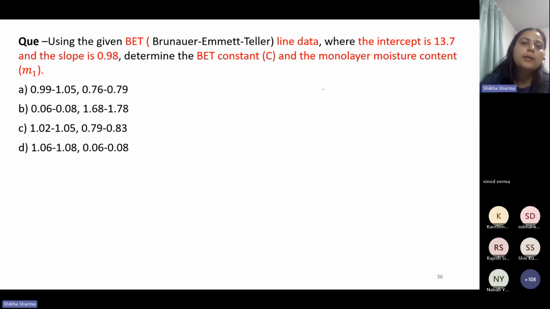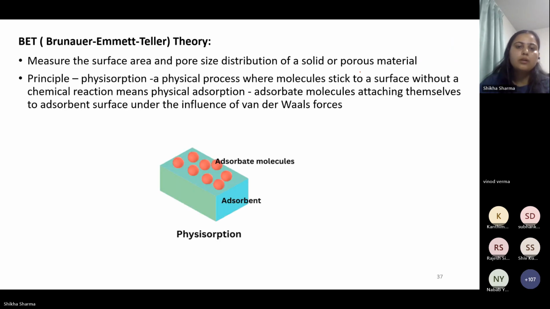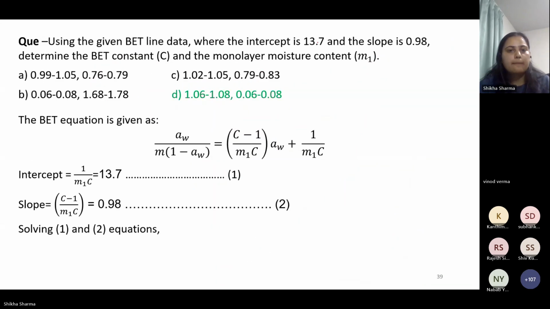Now let's come to the question. Using the BET equipment, we are getting the intercept as 13.7 and slope as 0.98, and we need to calculate the BET constant, which is C, and the monolayer moisture content. Intercept is given as 13.7 already. Slope is given as 0.98. Now we can solve these two equations.